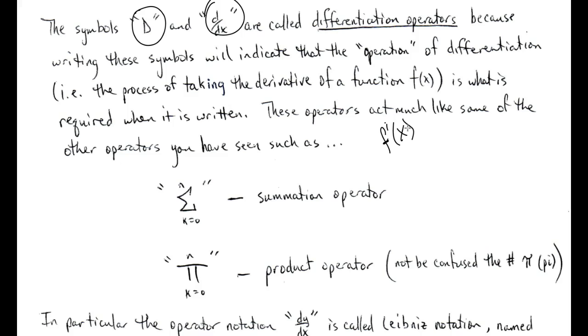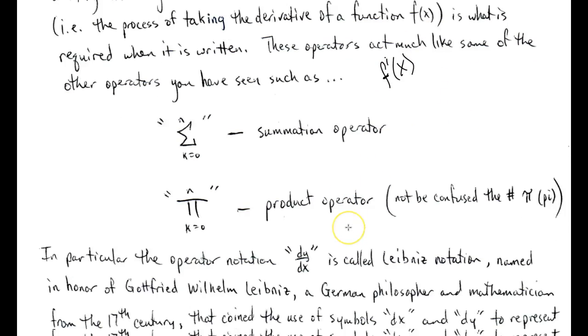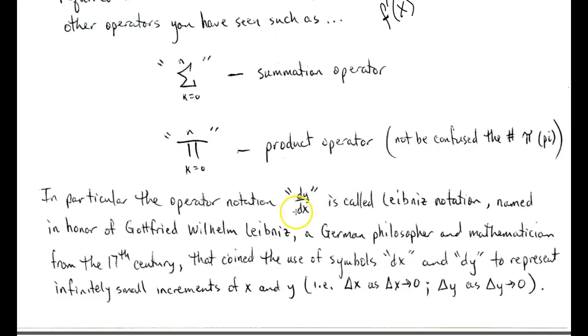So you see there's a lot of stuff buried into that, okay? And so, again, this particular notation is called Leibniz notation, named in honor of Gottfried Wilhelm Leibniz, a German philosopher and mathematician from the 17th century.